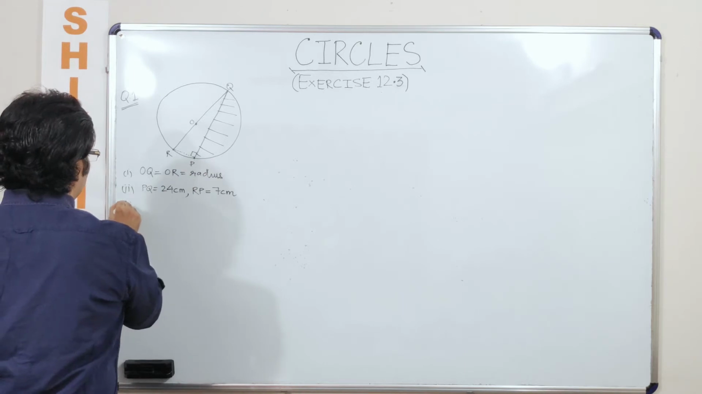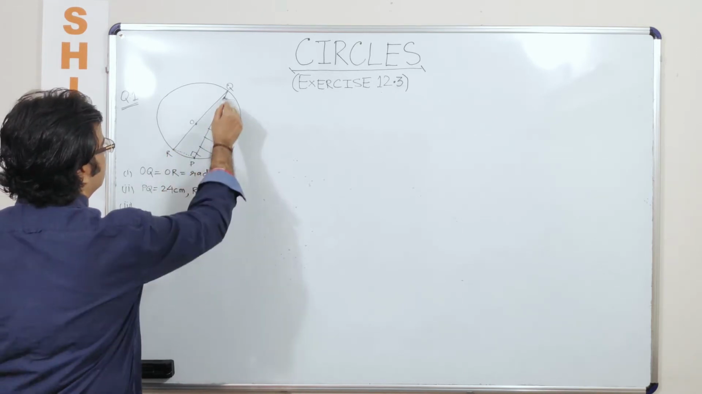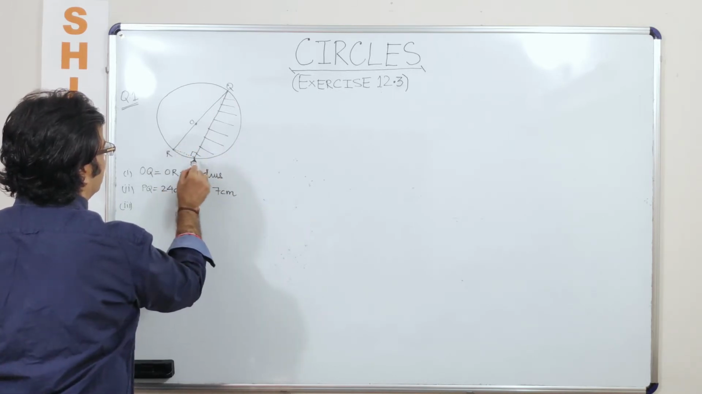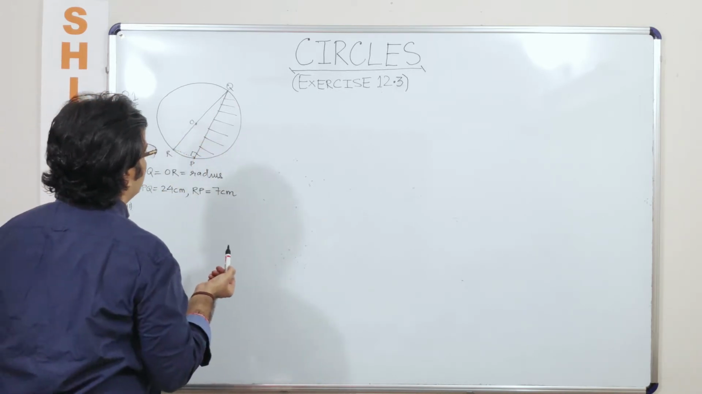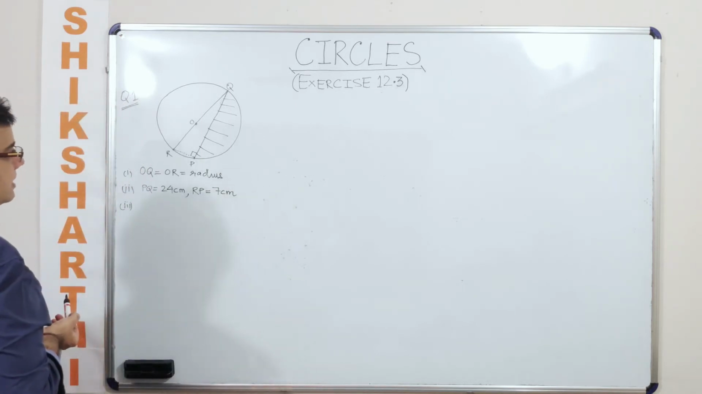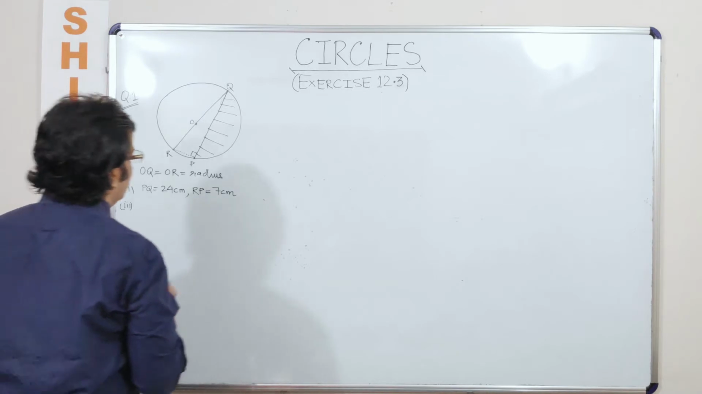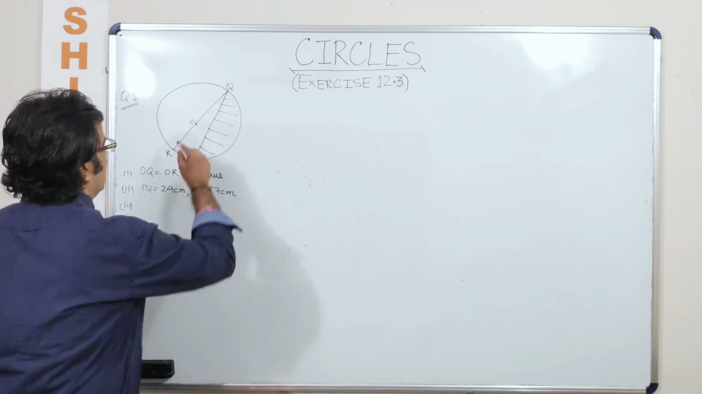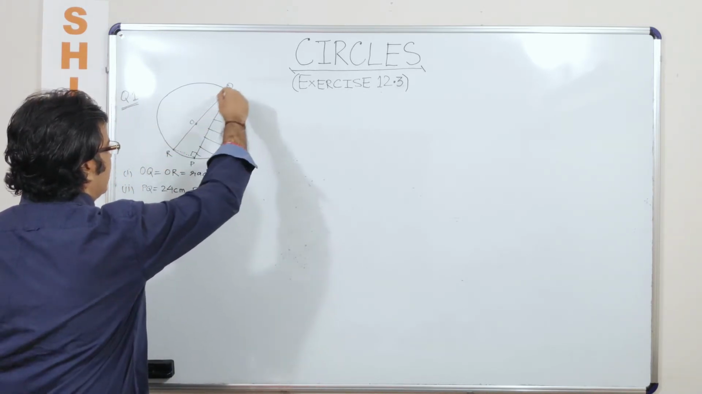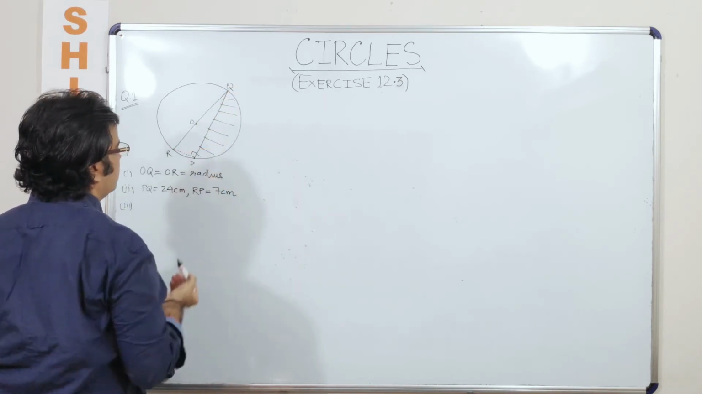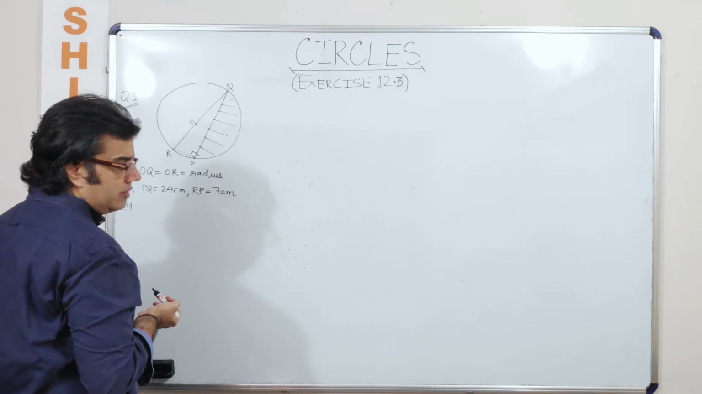So the angle subtended by the arc RP at the center. What is the angle subtended by the arc RP at the center? That you don't know, right? But what you can say here is angle subtended by the diameter on any point on the circle will always be 90 degrees. And why is this happening?